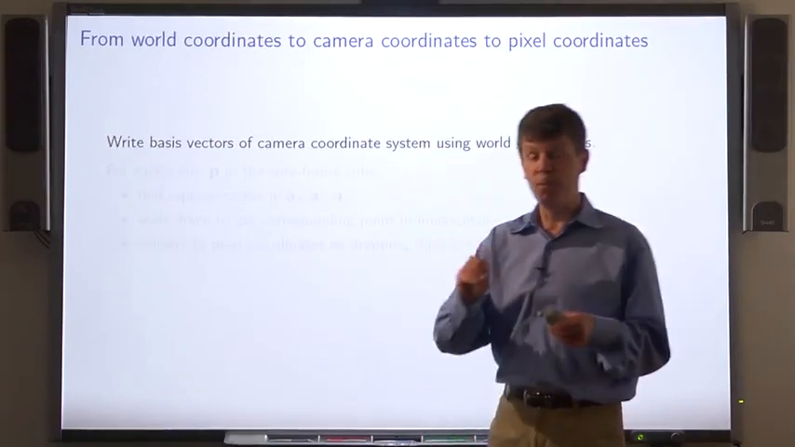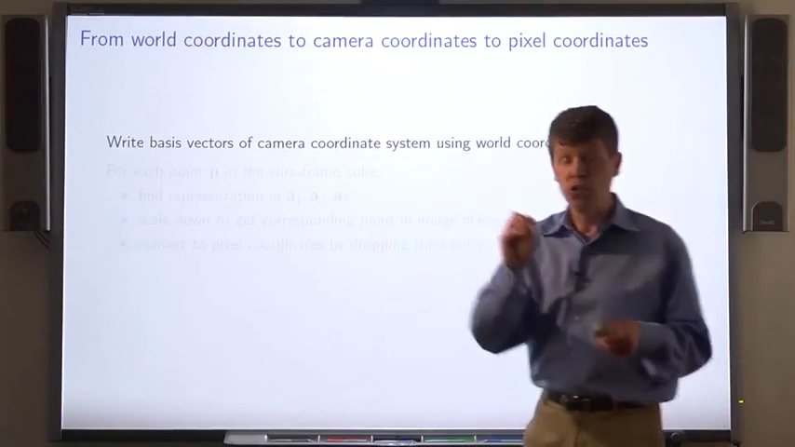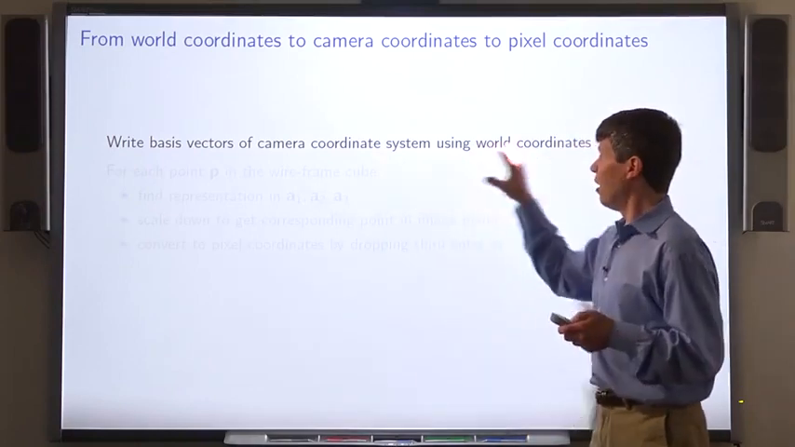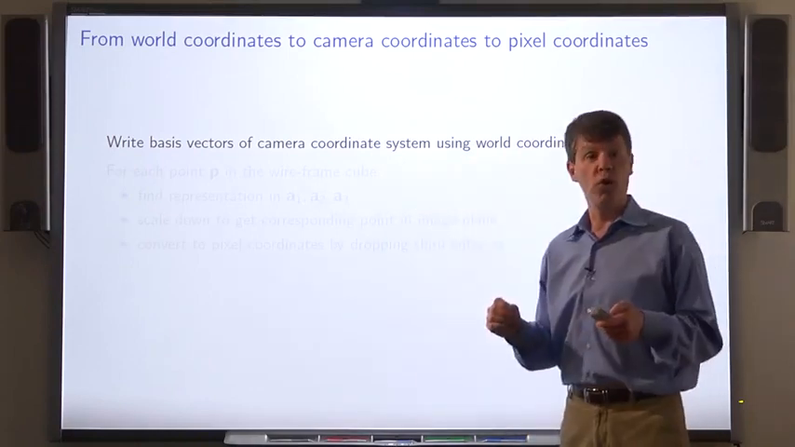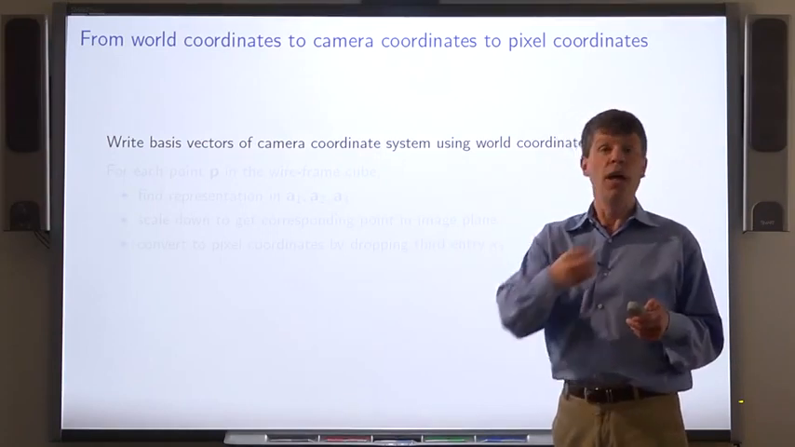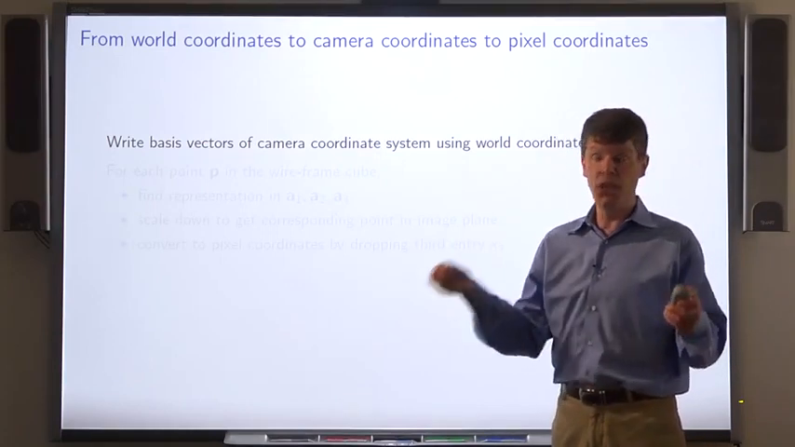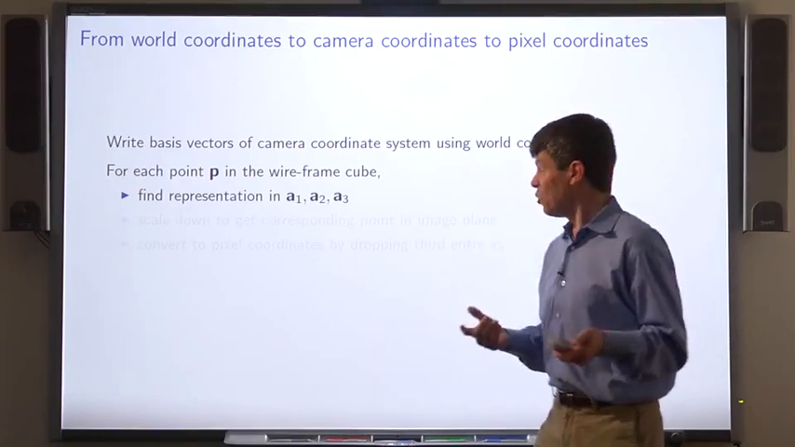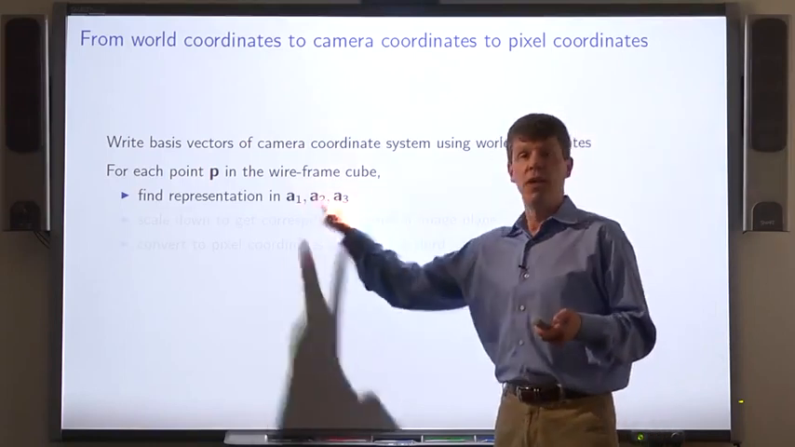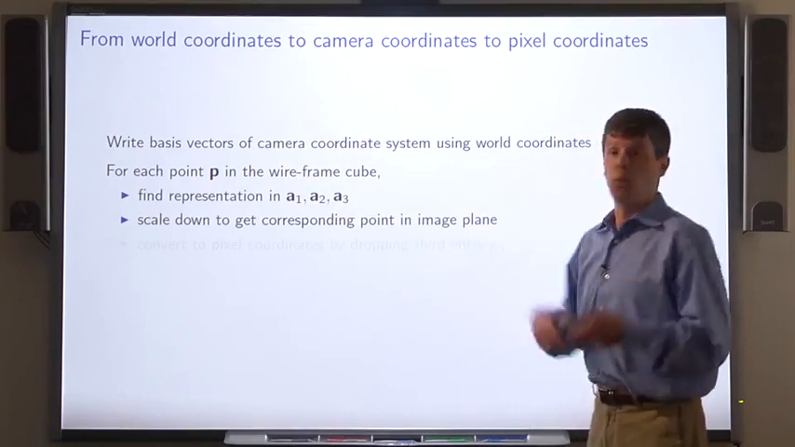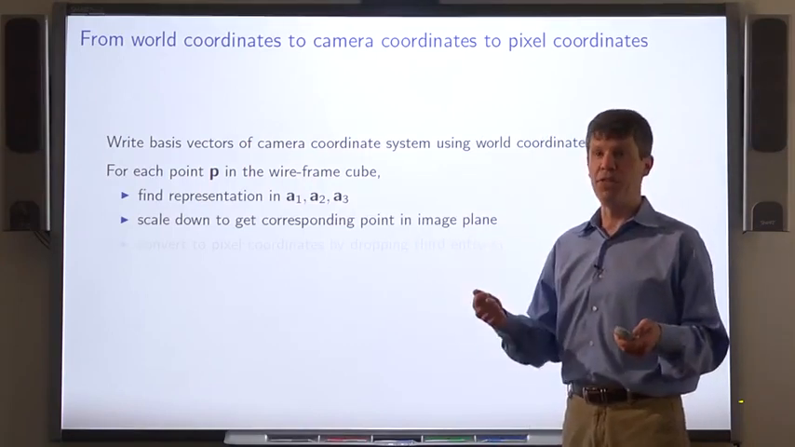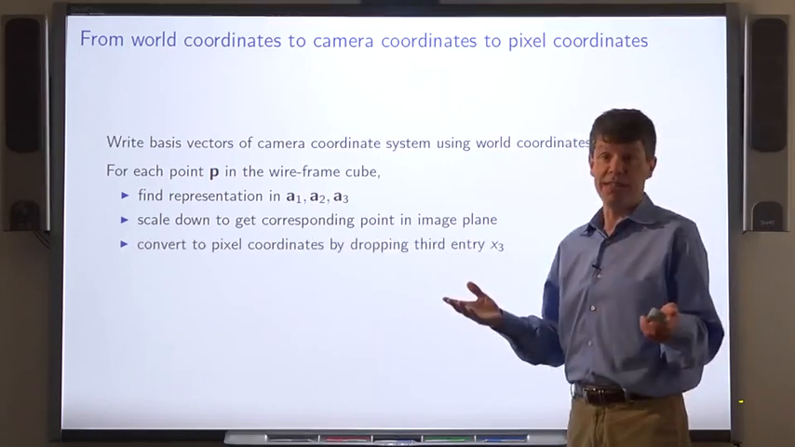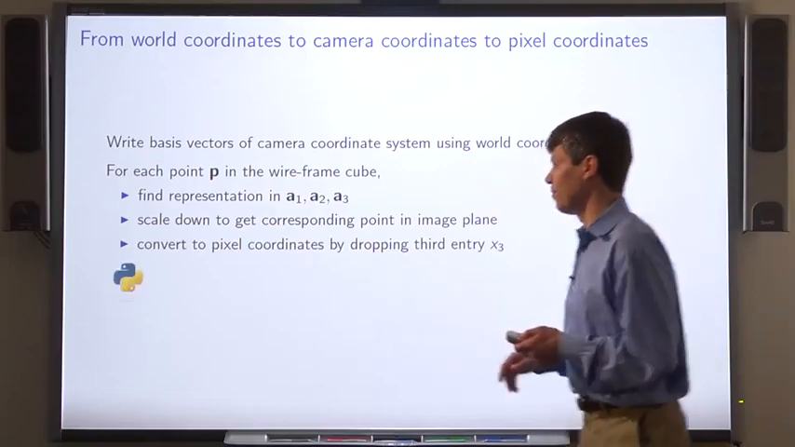To go from the coordinates of the points making up the wireframe cube to the pixel coordinates, we go through the following process. First, we write the basis vectors of the camera coordinate system using the world coordinates, the coordinates with which we've written the points of the wireframe cube. Now, for each point P in the wireframe cube, we find its representation in terms of the camera basis. We scale down, that is, divide by the third coordinate, to get the corresponding point in the image plane, and then we convert to pixel coordinates by dropping the third entry.